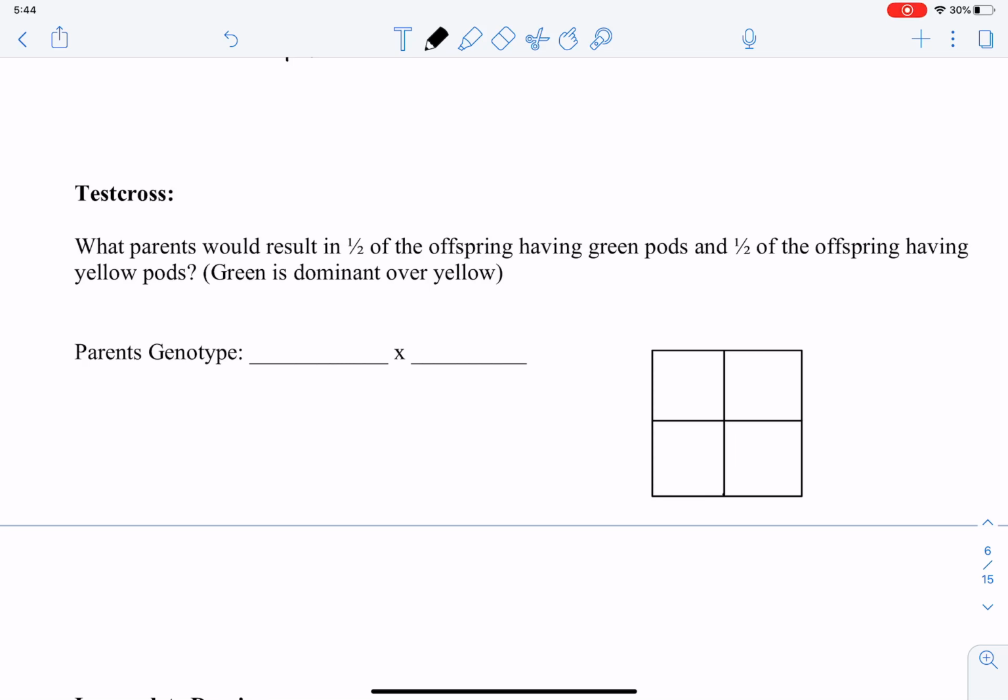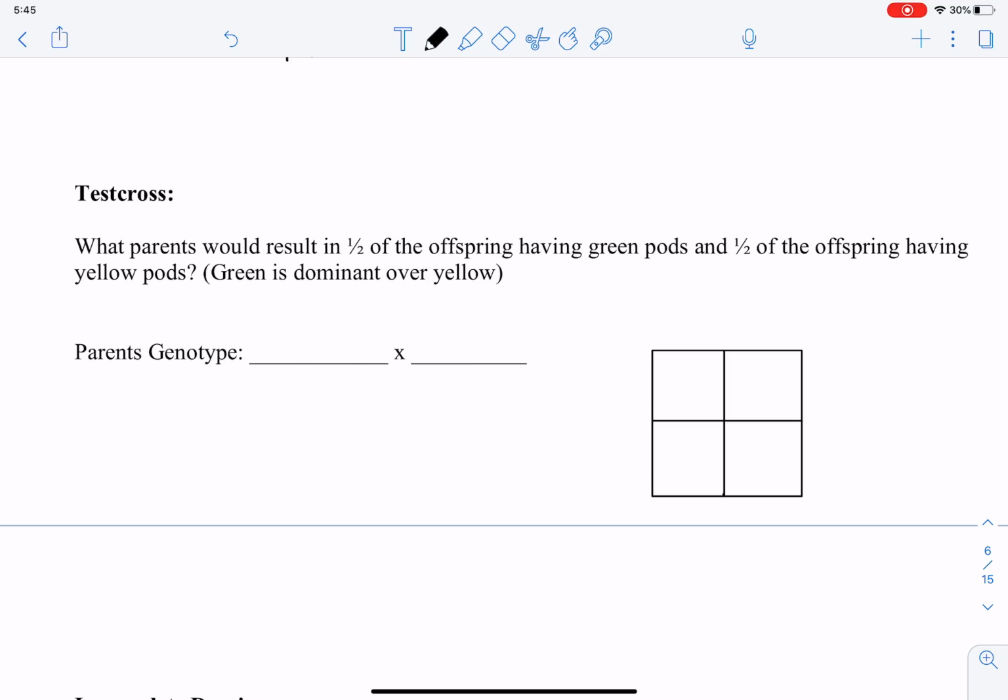All right, hey guys. This video is for test crosses. So we want to make sure we're able to answer questions and determine parent genotypes using a test cross. A test cross is basically backwards of a normal Punnett square problem, where we have the Punnett square or the offspring's genotypes, or we can figure out those genotypes, and from there we can use reasoning to figure out what the parents' genotypes are.